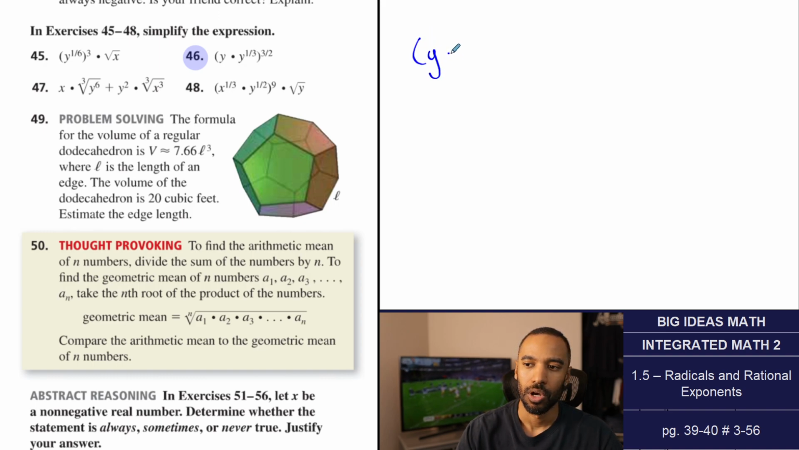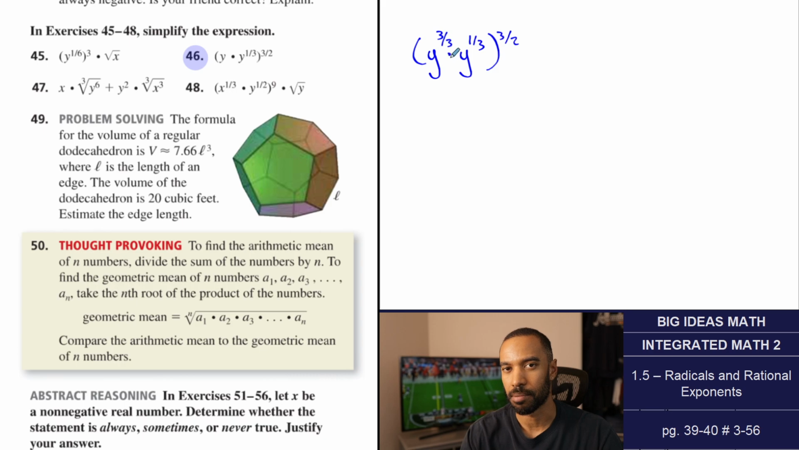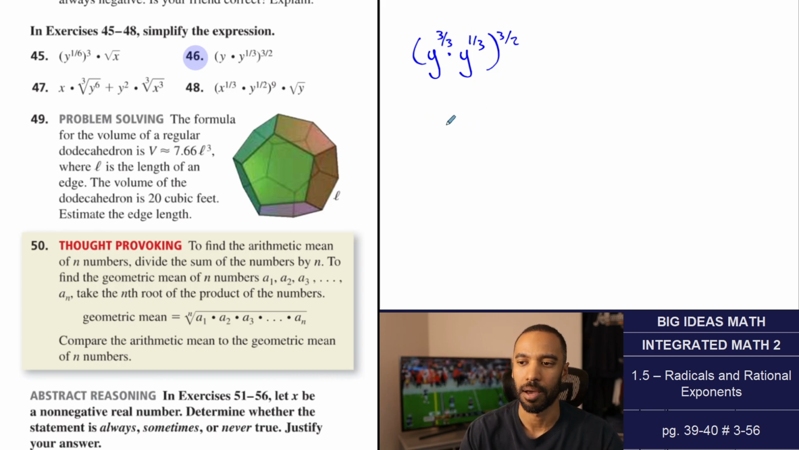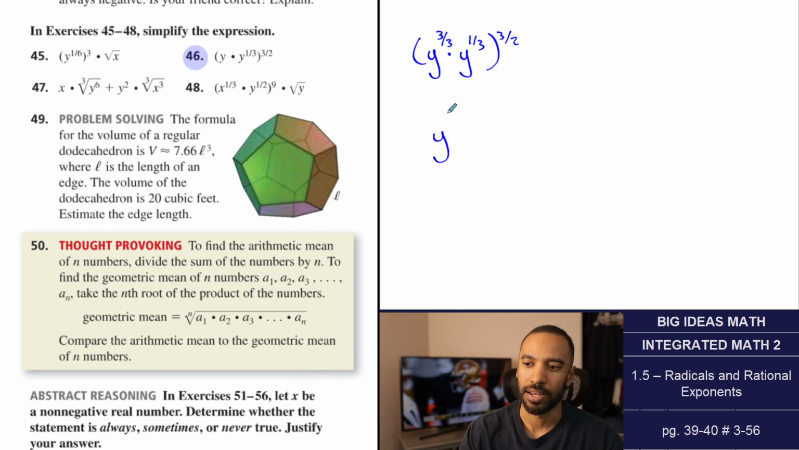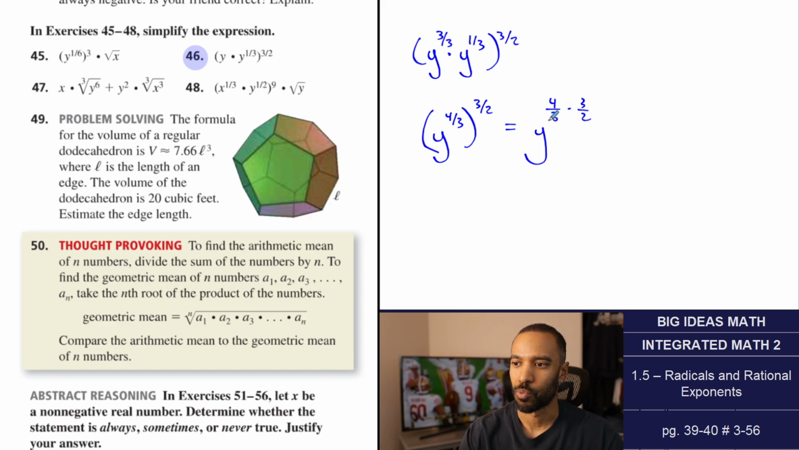Next one is y times y to the 1/3 raised to the 3/2 power. I like to simplify the inside first. Y is y to the first power, and 1 is the same as 3/3. And I mention that because when I multiply these at the same base, I can add the exponents this way with a common denominator. So that'll get me y to the 4/3. If you raise that to the 3/2 power, we get to multiply 4/3 with 3/2. 3 over 3 is 1, and 4 over 2 is 2. So you're left with y squared.